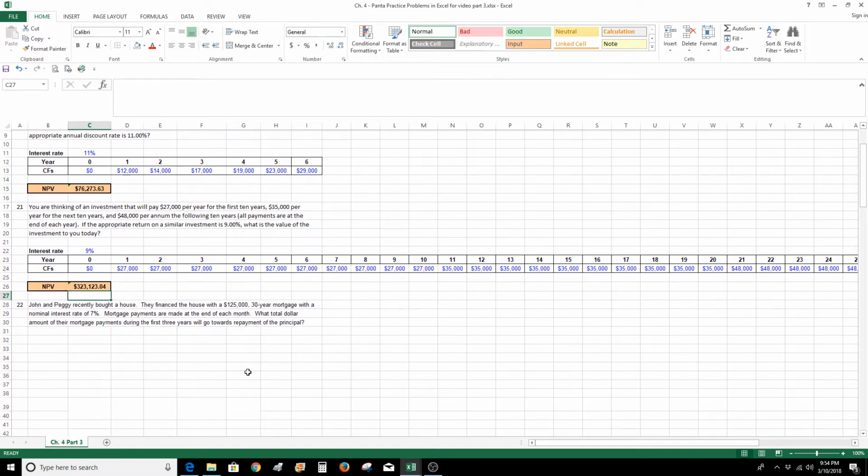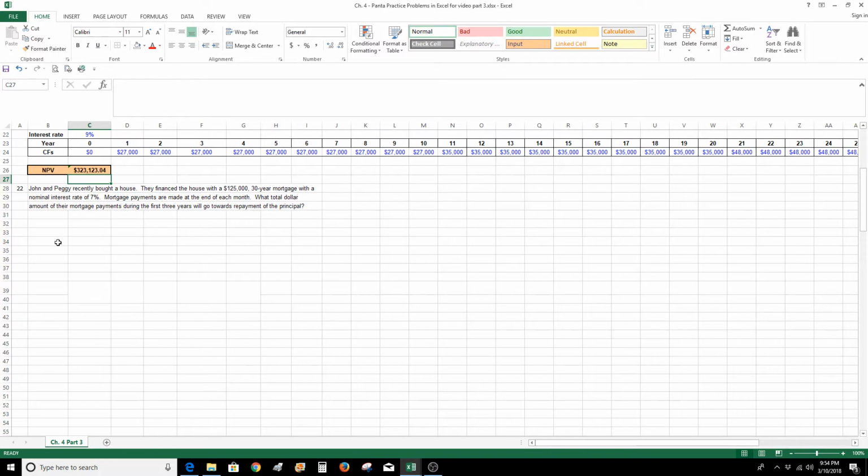Okay, the next problem. John and Peggy recently bought a house. They financed the house with a $125,000 30-year mortgage with a nominal interest rate of 7%. Mortgage payments are made at the end of each month. What total dollar amount of their mortgage payments during the first 3 years will go towards repayment of the principal?